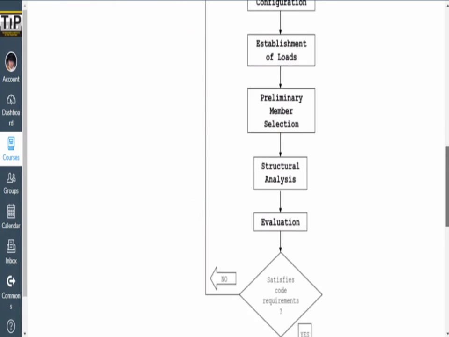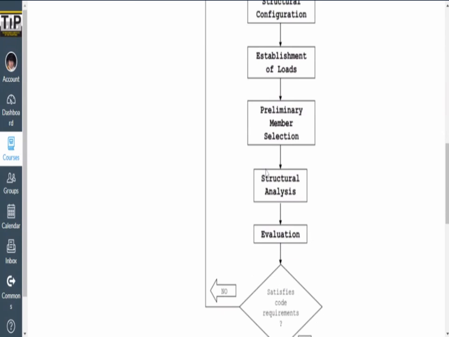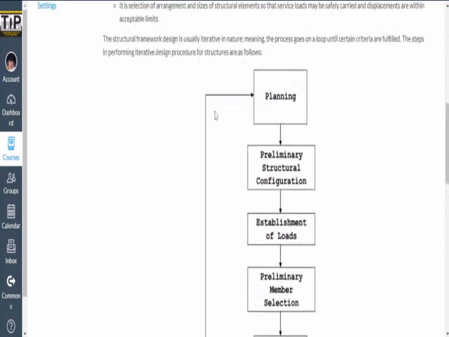So we have a flow chart here. I have the planning, preliminary configuration, the loads, member selection, structural analysis, evaluation, and then there's a decision part here. So based on the results of the analysis and design, do they satisfy the code requirements? If yes, that would be it. If no, you need to start all over.